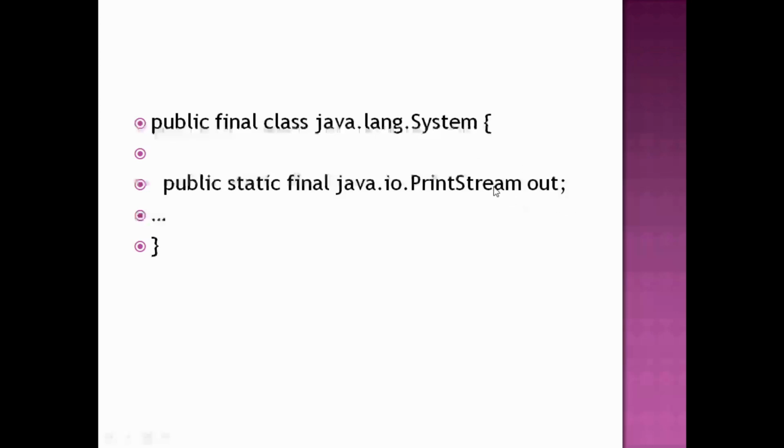Now after that, since out at the same time is an object of the PrintStream class, whatever non-static functions are there inside the PrintStream class, out can access by using the dot operator, all the functions of the PrintStream class. Clear? So let's see the content of the PrintStream class.